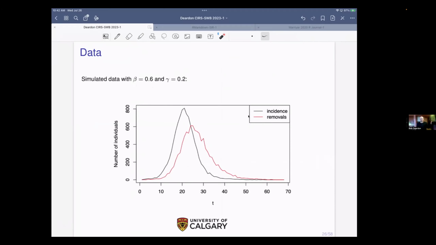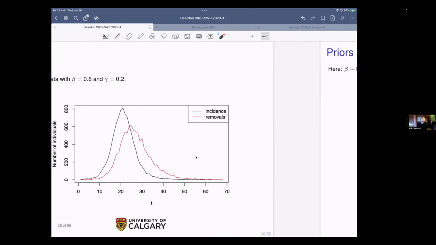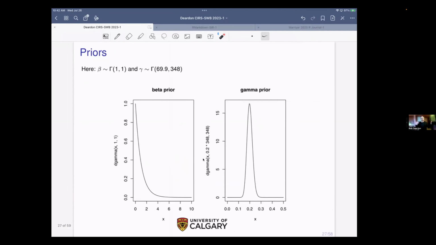And here what I've got is the number of new cases, so it's called the incidence, the number of new infections shown by this curve, and the number of new removals, which is obviously delayed a little bit. And that data set is essentially two time series, right? If I want to analyze that, I need to put a prior on it, or priors on my parameters.